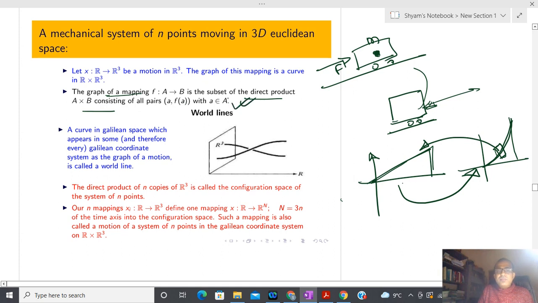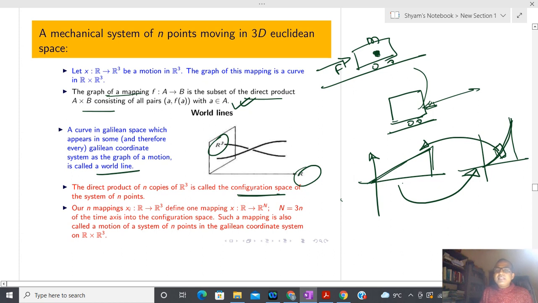I hope these kinds of things you already know. Now I have a Galilean space where time is also real, as I have assumed, and space is R3. In the Galilean coordinate system, the graph of a motion is called a world line. Whatever trajectory or line comes into the picture, I am going to call that a world line. And the direct product of n copies of R3 is called the configuration space.